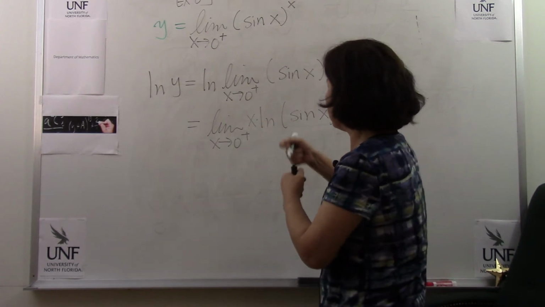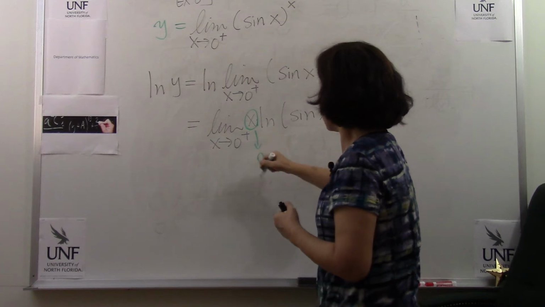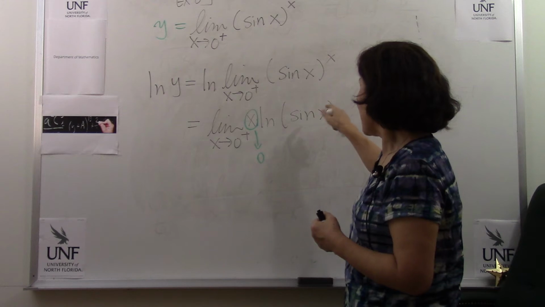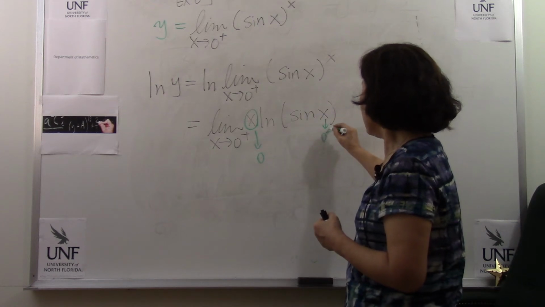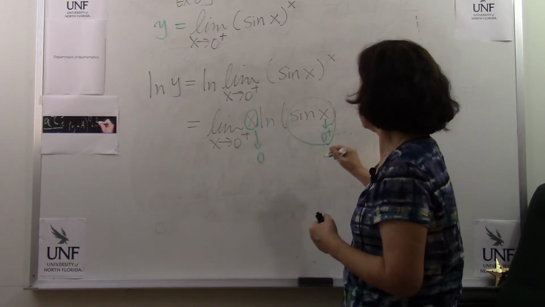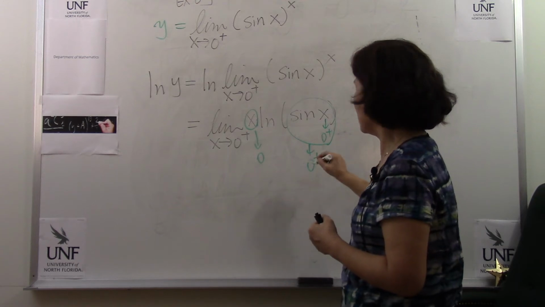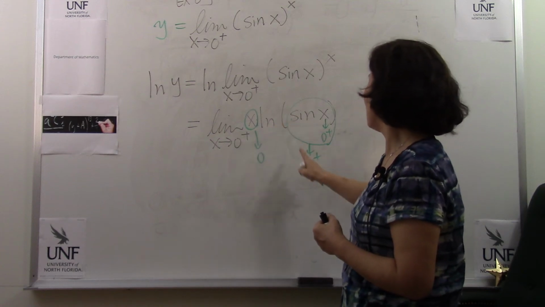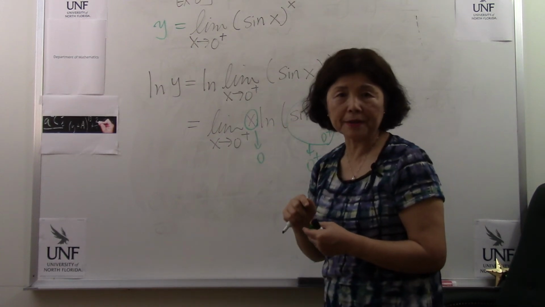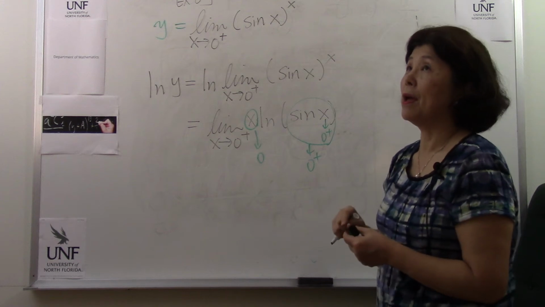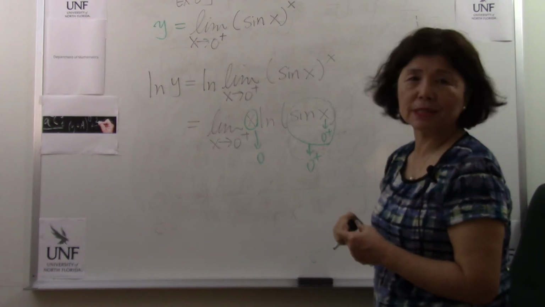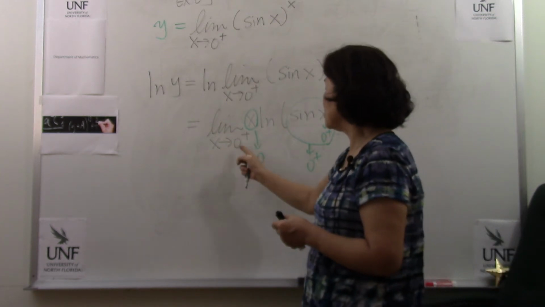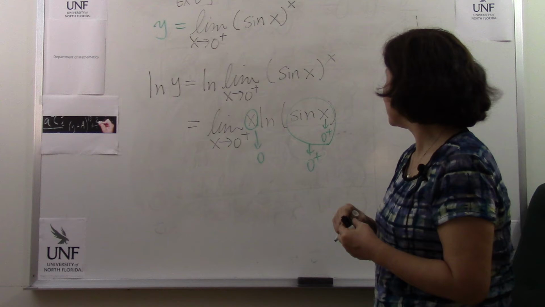This one goes to 0. What about here? ln sine x. As x goes to 0 plus, sine x also goes to 0 plus, and therefore it is the natural log of 0 plus. What is going on here? First, you wonder, why is it not just x goes to 0? It's not good enough to be small. It says x goes to 0 plus. Yes, there is a reason.